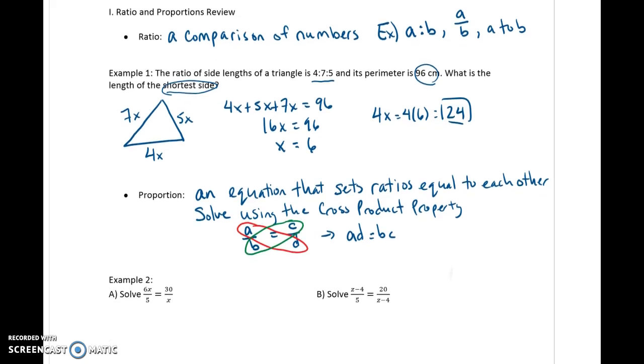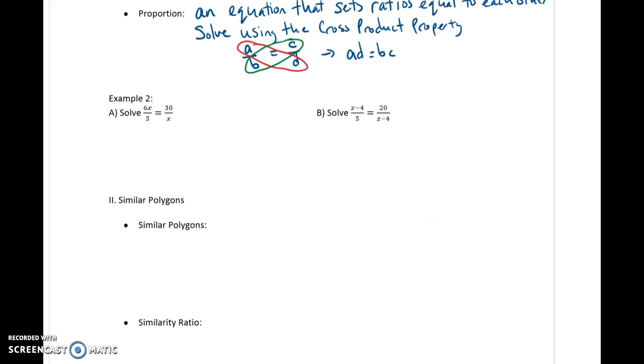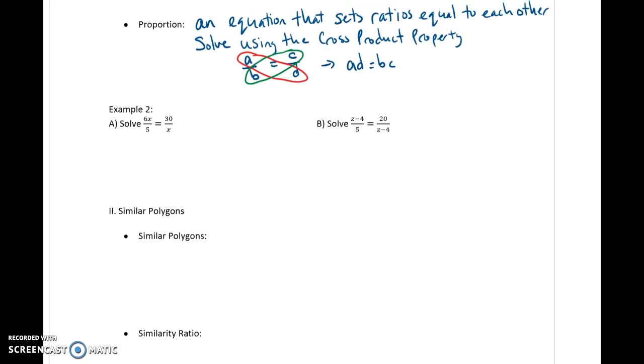So if we take a look at example 2, here are a couple proportions for us to solve. If you take a look at A, what are our cross products going to be? Hopefully we all said it's going to be 6x times x equals 5 times 30. It doesn't really matter which product you have on which side, so you can have 5 times 30 equals 6x times x. Doesn't matter because we're all going to get the same value. So here, let's just go ahead and solve this.